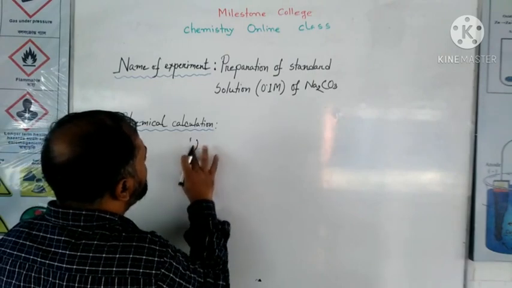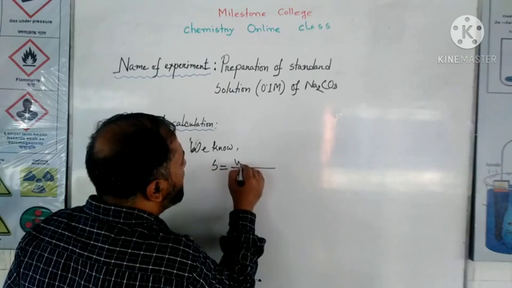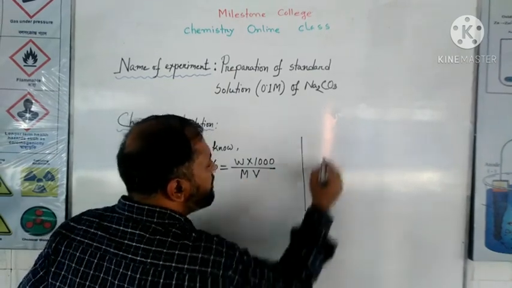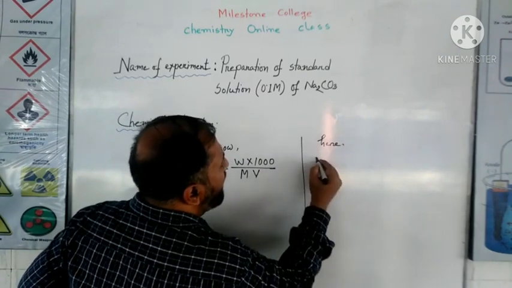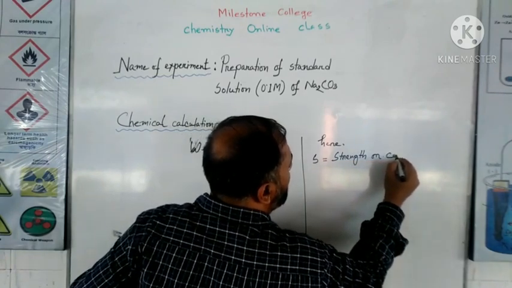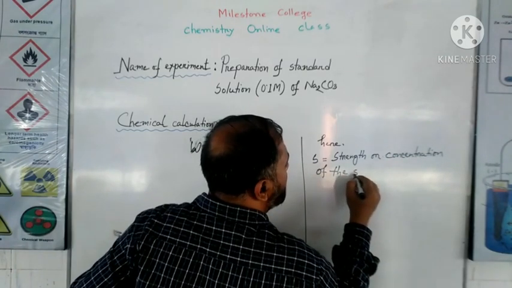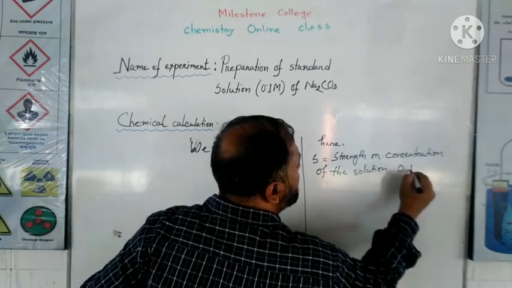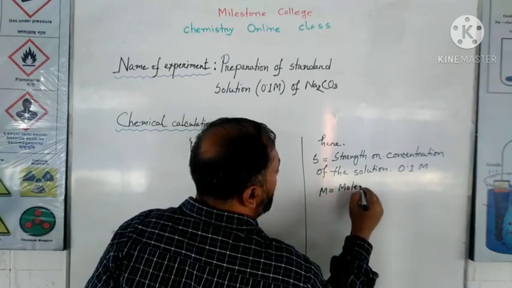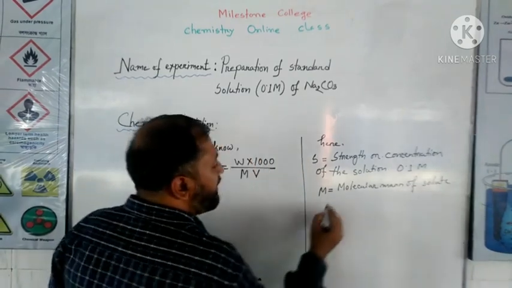We know S is equal to W into 1000 divided by M into V. Here S is equal to strength or concentration of the solution, and that is 0.1 molar, and M is the molecular mass of solute. In this case, this is 106.